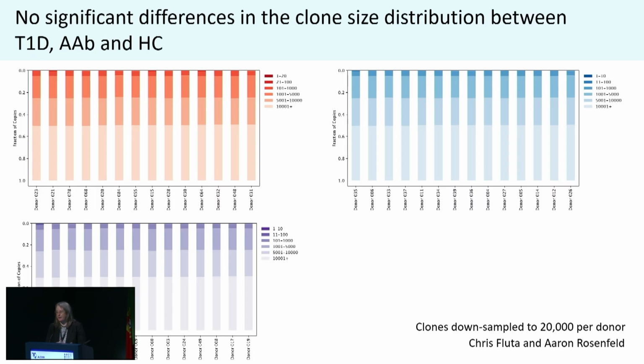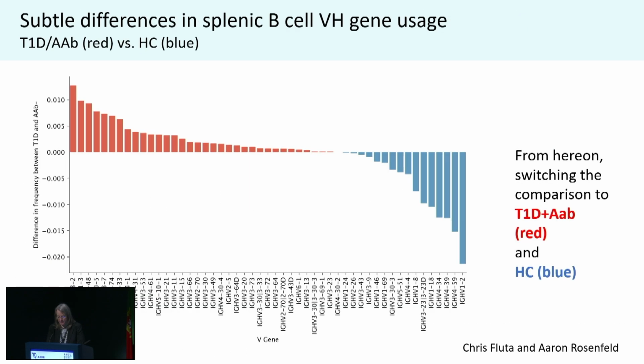If you want to cut down a little further on the distribution of clone sizes, again, here red is T1D, purple is autoantibody, and blue is control. They really look very similar, right? So it's not like T1D individuals, at least if you just grab spleen in bulk, have some really large clones to look at. Okay, what about V gene usage?